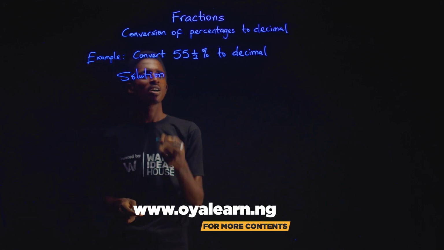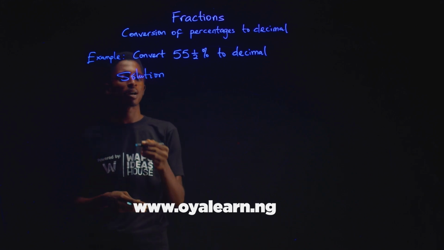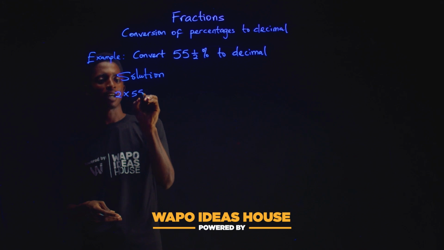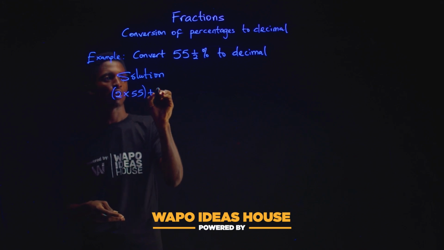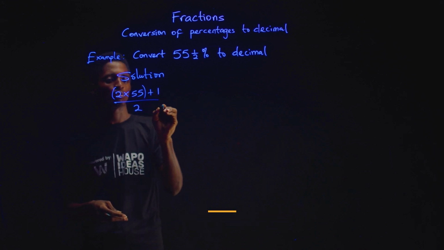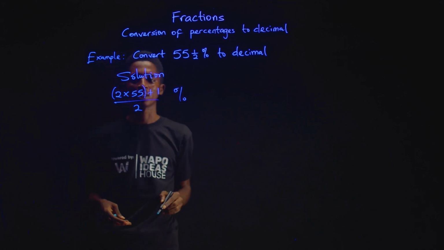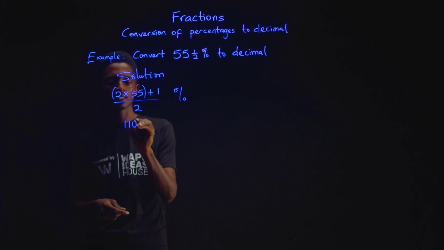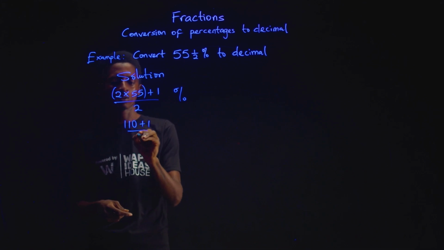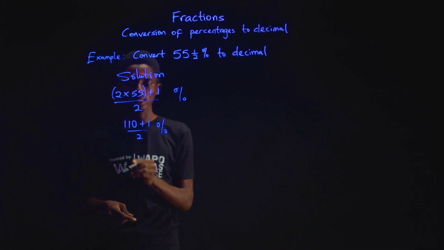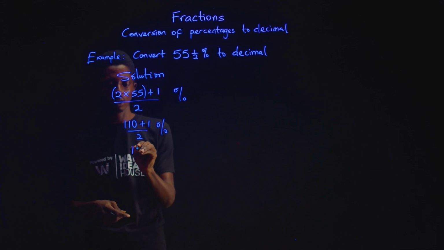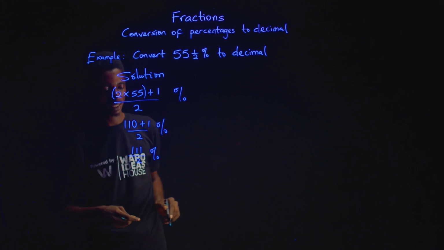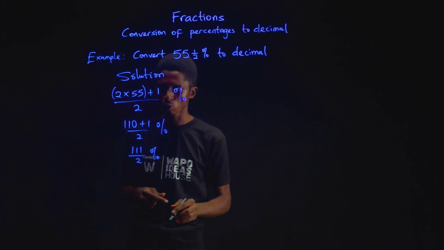Solution. First step is to bring this into an improper fraction, and then you have 2 multiplied by 55 plus 1/2 percentage. 2 times 55 will give you 110 plus 1/2%, and this will give us 111/2%.